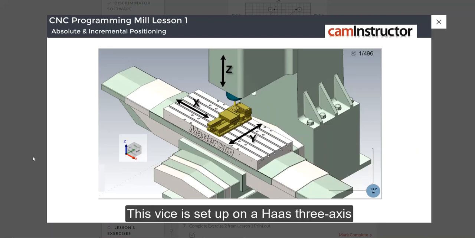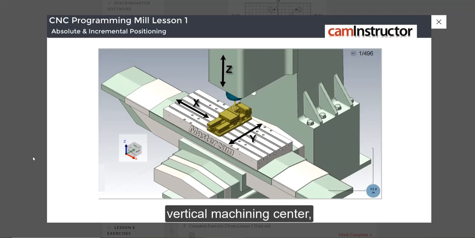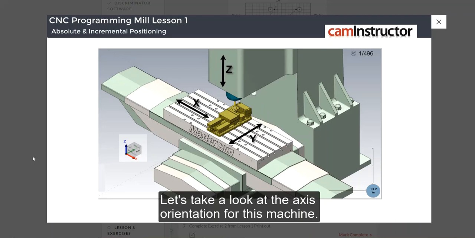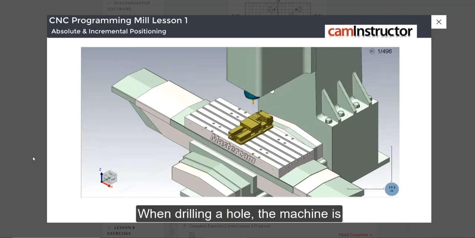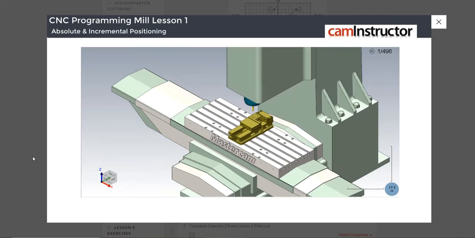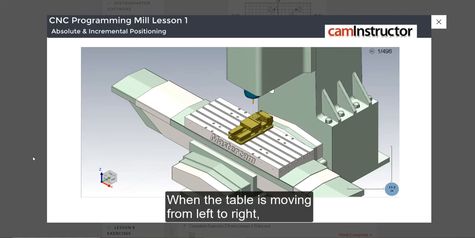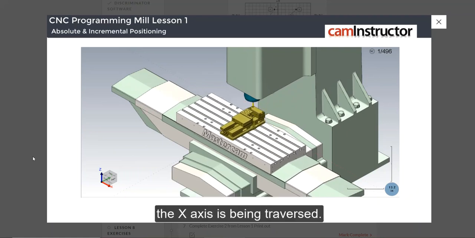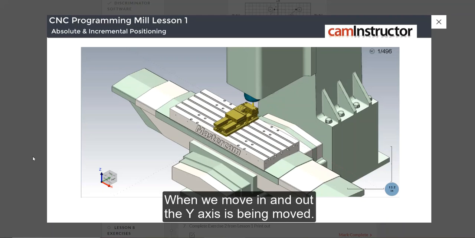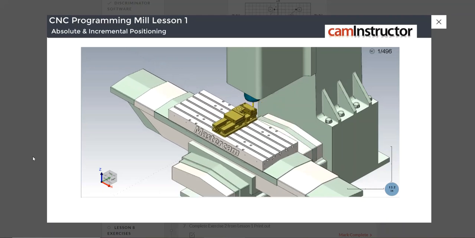This vise is set up on a Haas 3-axis vertical machining center, a VMC for short. Let's take a look at the axis orientation for this machine. When drilling a hole, the machine is moving along the Z-axis. When the table is moving from left to right, the X-axis is being traversed. When we move in and out, the Y-axis is being moved.